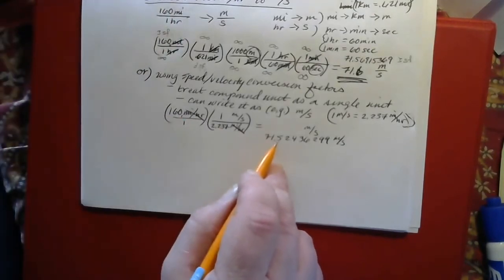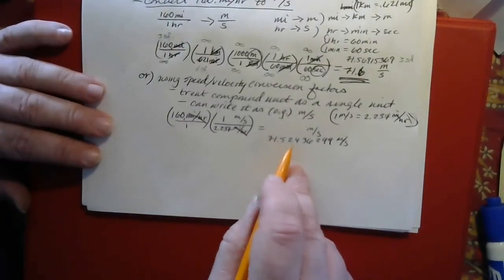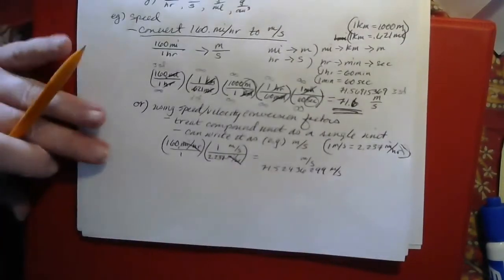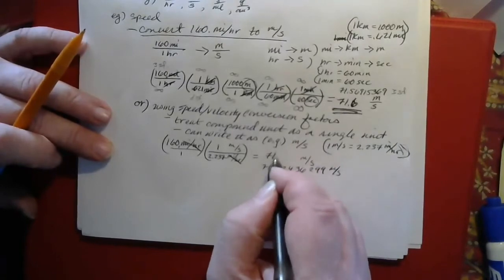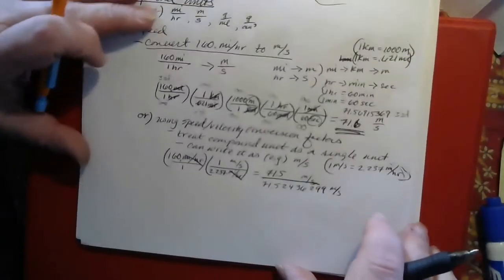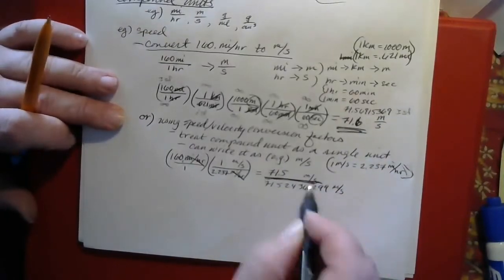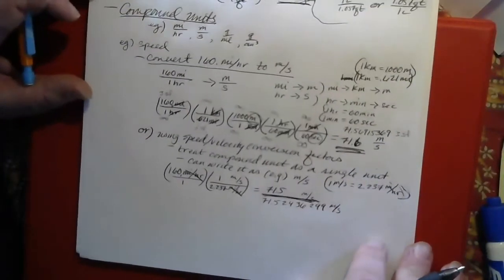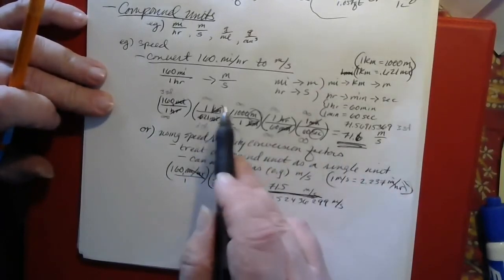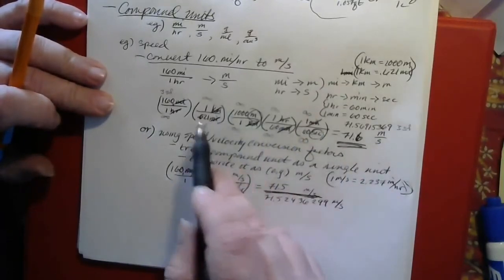Actually, this is a little bit different from our previous answer because the next digit is 2, which means the 5 can remain the way it is. So this rounds off to 71.5 meters per second. It was a little bit different than the answer we got the first time, but not significantly. And that's just caused by slight differences in the way the conversion factors are rounded off.